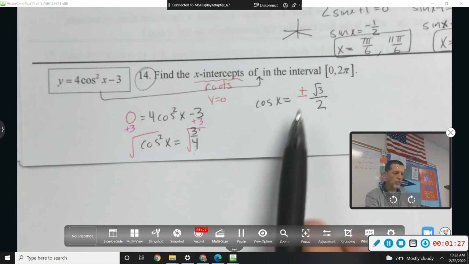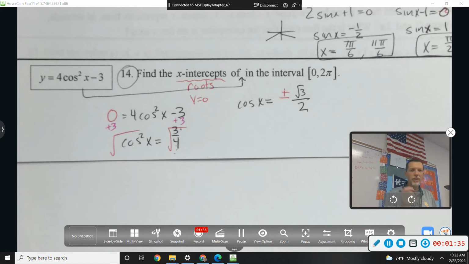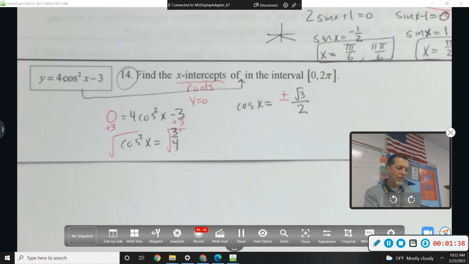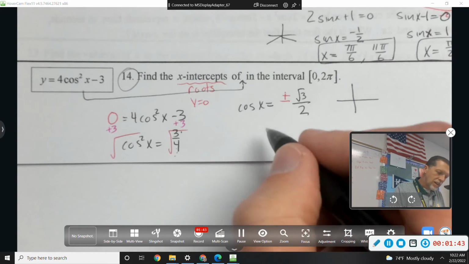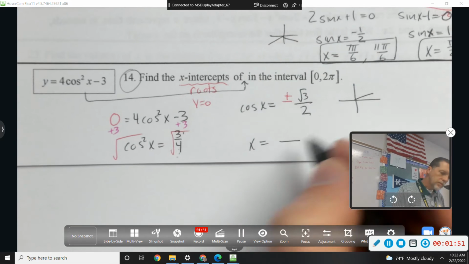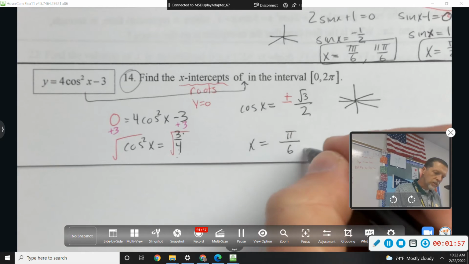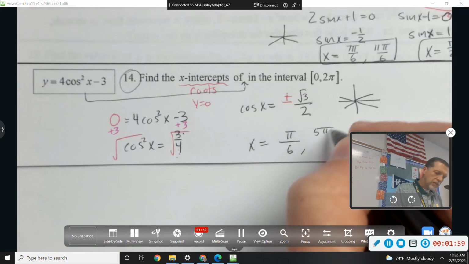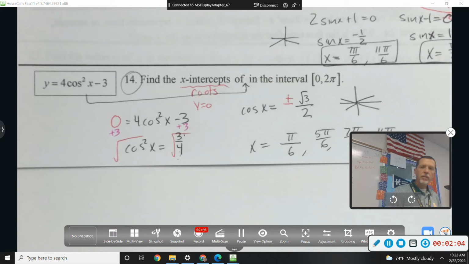The plus or minus, remember I think we're convinced that the plus or minus is good news. Why is it good news? It's all the quadrants, so I don't have to worry about cosine's positive on the right, negative on the left. True statement, but it doesn't really matter. What's the denominator where cosine is root 3 over 2? 6. So it'll be all the sixes: pi over 6, 5 pi over 6, 7 pi over 6, and 11 pi over 6.